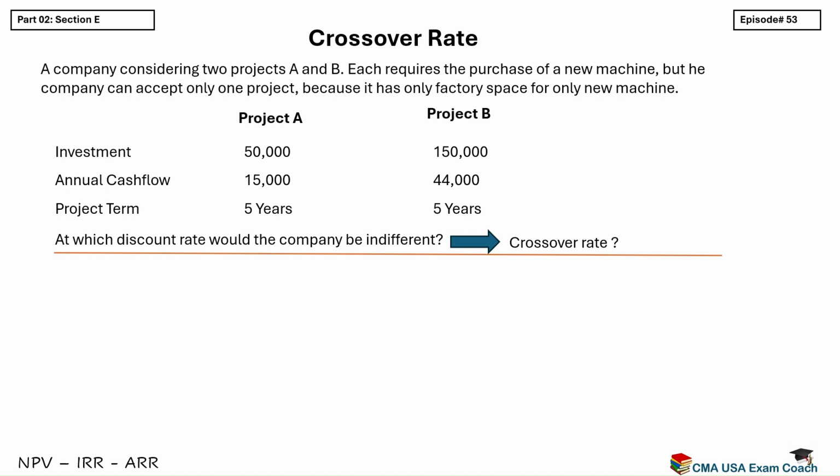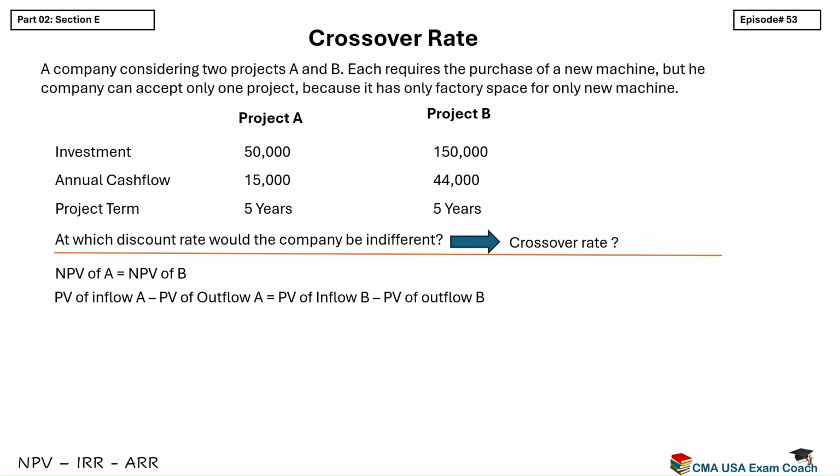Then, we find the discount rate that makes the NPV of the differences equal 0. At that point, the NPVs of Project A and Project B are exactly the same, and the company cannot favor one over the other based on NPV alone. In simple terms, the crossover rate tells us the point where the two projects are equally attractive, helping managers make a better decision when comparing mutually exclusive projects.